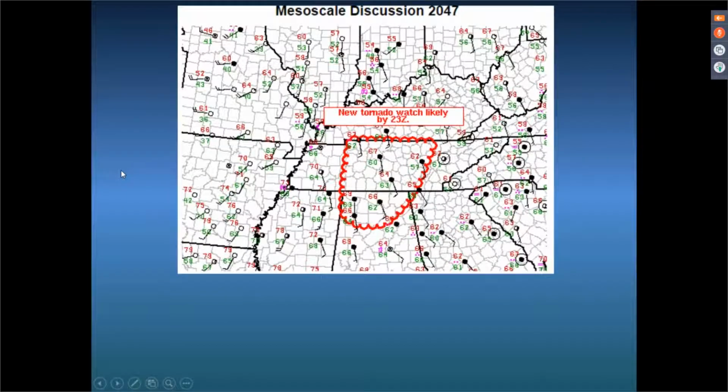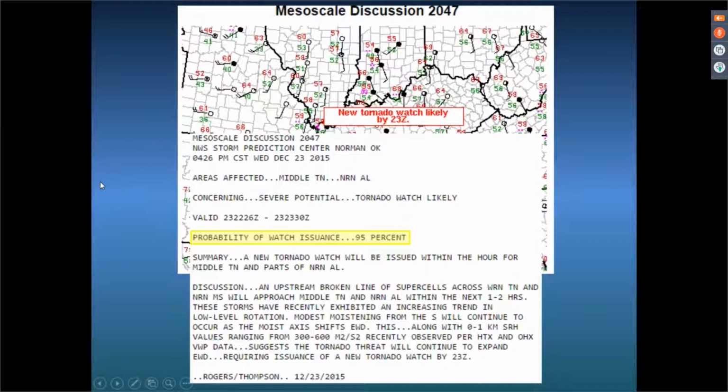All right. So at 23Z, so that's about 5 p.m. Now with daylight savings time, it's at 6 p.m. SPC issued a mesoscale discussion, and they said a tornado watch would be issued pretty soon here across Middle Tennessee into northern Alabama. So let's see what they said here. Let's say we pulled up their mesoscale discussion, and they put here at the top of it, probability of watch issuance 95%. Well, that's pretty much as close to 100% as you can get. So they're definitely going to be issuing a tornado watch here soon.